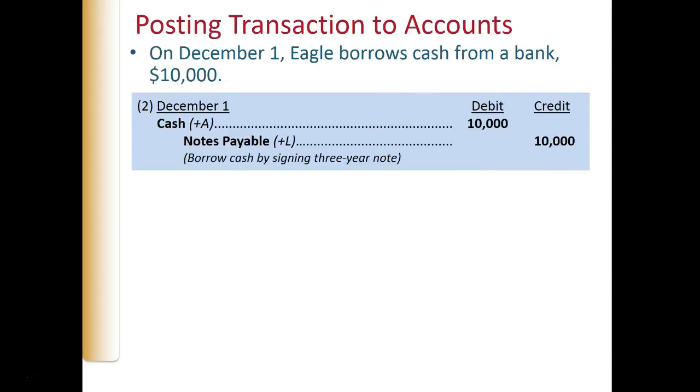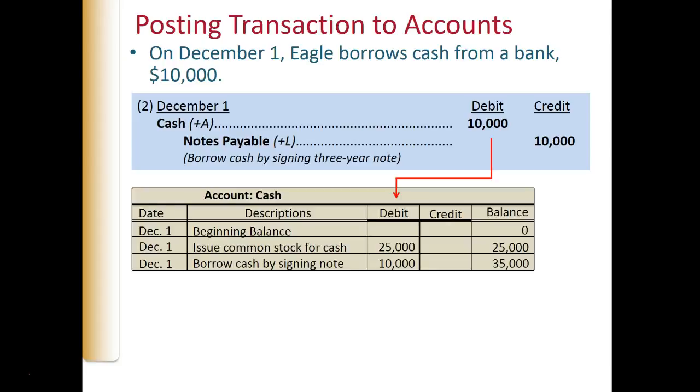Now the next transaction was we borrowed cash from the bank for $10,000. So the journal entry to record that is we increased our cash by $10,000 by debiting it. We increased our notes payable by crediting it. Let's post this transaction. We're going to go to the account that says cash again. We're going to show December 1st borrowed cash by signing a note for $10,000. Now we have a balance of $35,000.